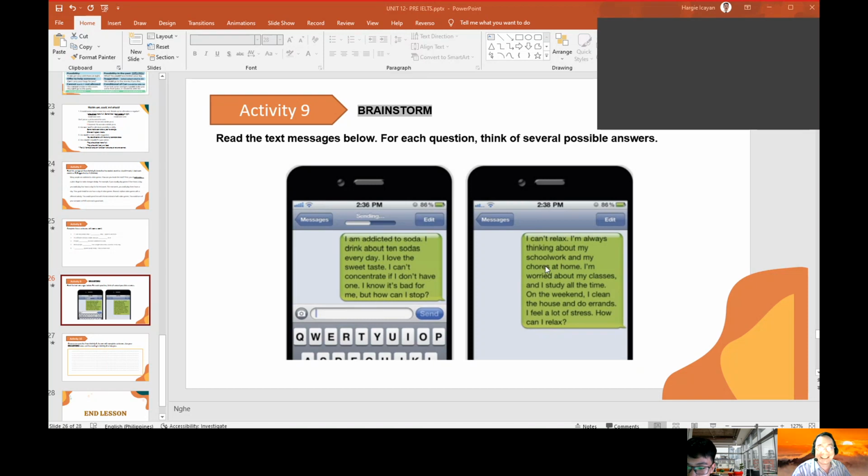I can't relax. I'm always thinking about my schoolwork and my chores at home. I'm worried about my classes, and I study all the time on the weekend. I clean the house and do errands. I feel lots of stress. How can I relax? Okay. So this one, what do you think? Is this a serious problem or is it only a minor problem? What do you think? It's just a minor problem.